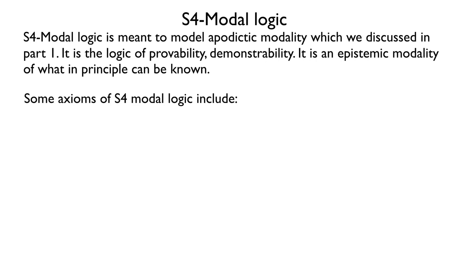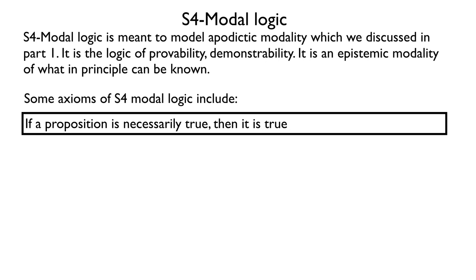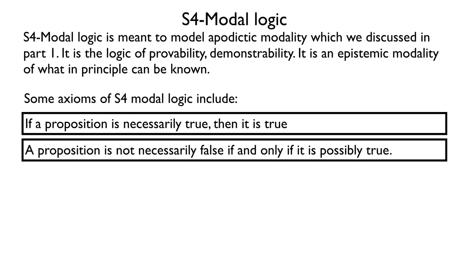Some axioms of S4 modal logic include, if a proposition is necessarily true, then it is true. That makes sense in a logic of provability. If I prove a proposition is true, then that proposition had better be true. It also makes sense in a logic for classical philosophical ideas about the nature of knowledge. Classically, philosophers have assumed that if we say so and so knows such and such is true, then such and such is actually true.